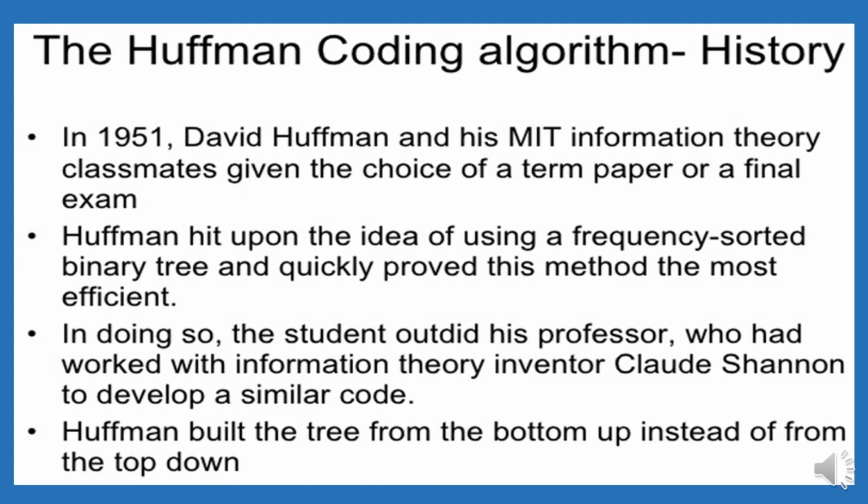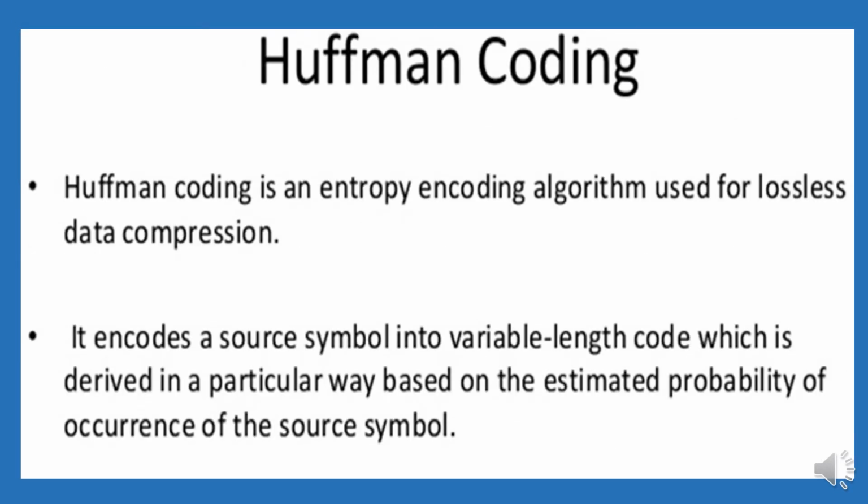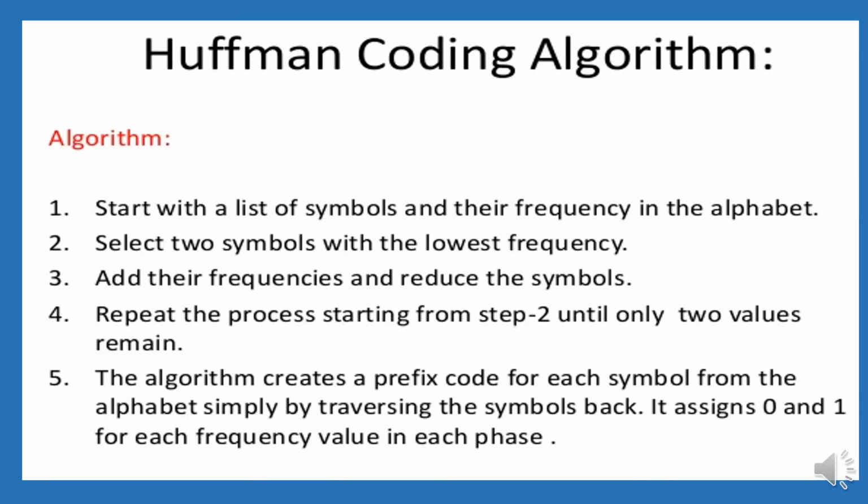Huffman built the tree from the bottom up instead of from the top down. Huffman coding is an entropy encoding algorithm used for lossless data compression. It encodes a source symbol into a variable length code, which is derived in a particular way based on the estimated probability of occurrence of the source symbol.